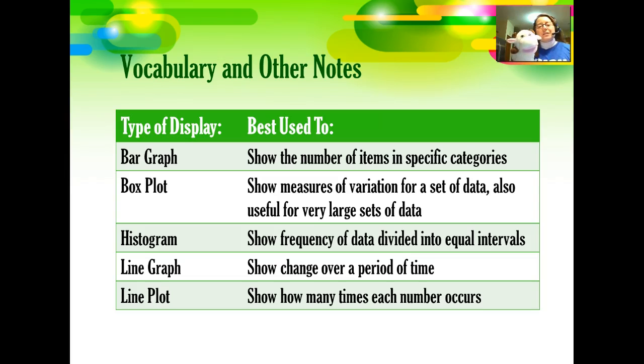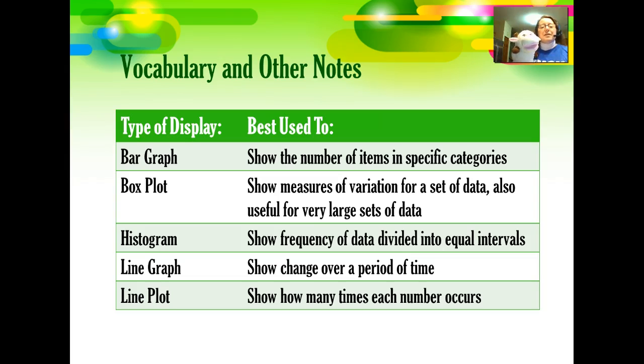When you are selecting a data display, there are many different options to choose from. Today we're just going to focus on these 5. First is bar graph. A bar graph is best used to show the number of items in specific categories. Some examples would be your favorite flavor of ice cream or what month you were born in.